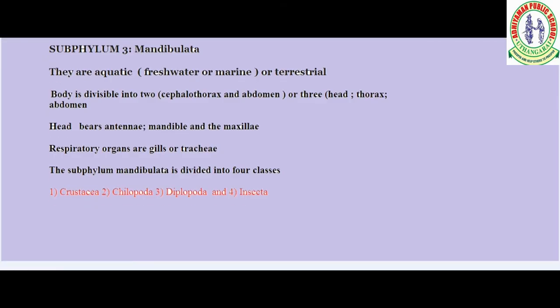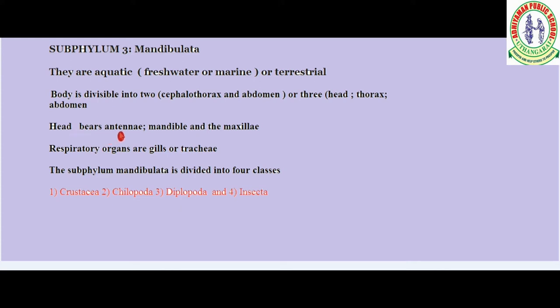Classification of phylum Arthropoda. Subphylum 3, Mandibulata. What are the features of Mandibulata? They are aquatic, freshwater or marine, or terrestrial, land nature. The body is divisible into two, cephalothorax and abdomen, or into three, that is head, thorax, and abdomen. So this is the division of the body.